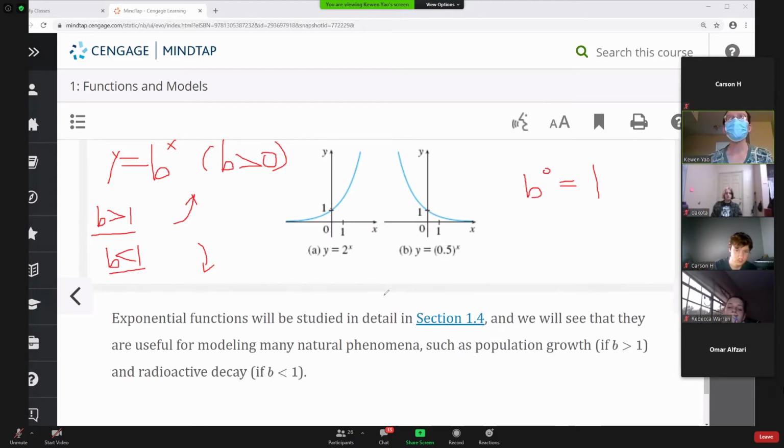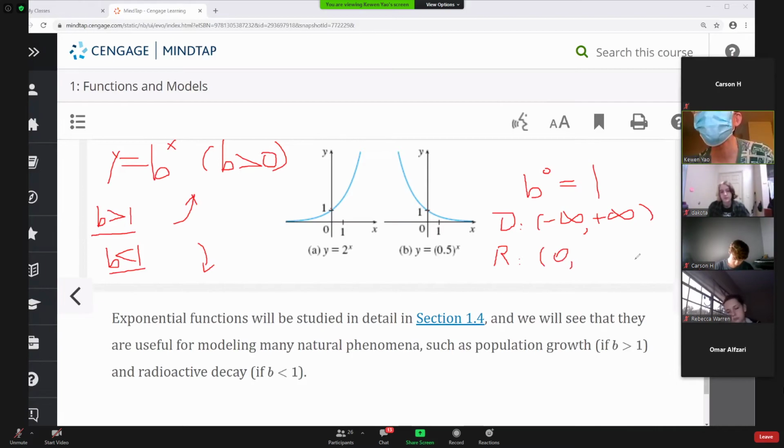The domain is all real numbers. Let me write it down. D means domain. So in interval notation, from negative infinity to positive infinity. What's the range? R means range. Look at the picture: all positive numbers. You cannot take a negative number, and you cannot take y equal to 0, because this is called a horizontal asymptote. So please write down: the range is the open interval from 0 to positive infinity.